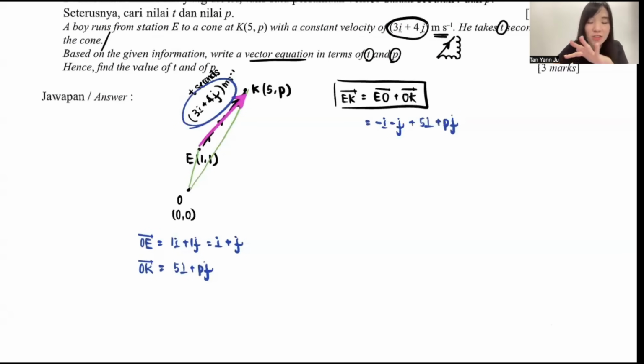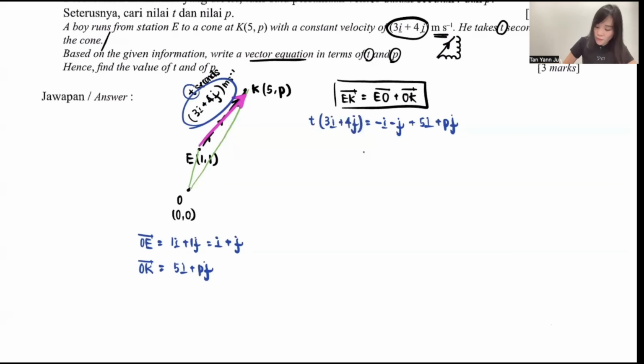But I repeat, you cannot just write 3i plus 4j, because 3i plus 4j is for 1 second. So 1 second is 1 times 3i plus 4j. If 2 seconds, 2 times 3i plus 4j. 3 seconds, 3 times 3i plus 4j. So now how many seconds do you use? T seconds. Isn't it that means t times 3i plus 4j? Okay, isn't it up to here?